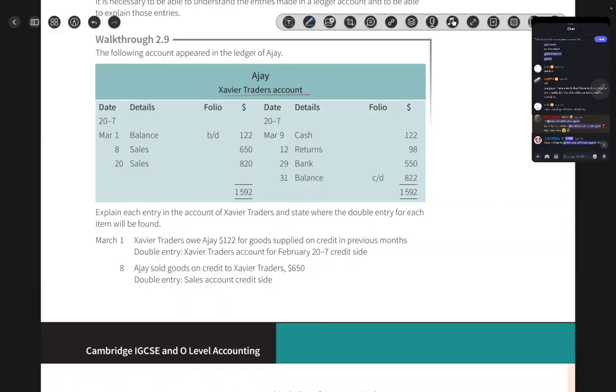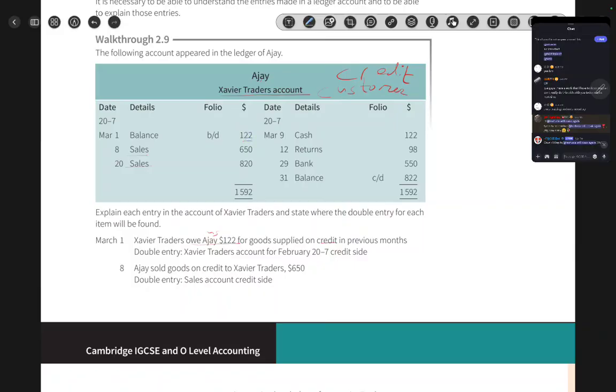Okay, so this is balance b/d. This is sales. When we see sales, we know that this guy is a customer, and when we see bank, we know that he's a credit customer. Oh wait, do we? Yeah, he's a credit customer. Anyways, all right. So what happened was 122. This is the amount he owes us. We are the business, and he owes us 122 for goods supplied on credit in the previous month. So he bought goods, he didn't pay for them yet.